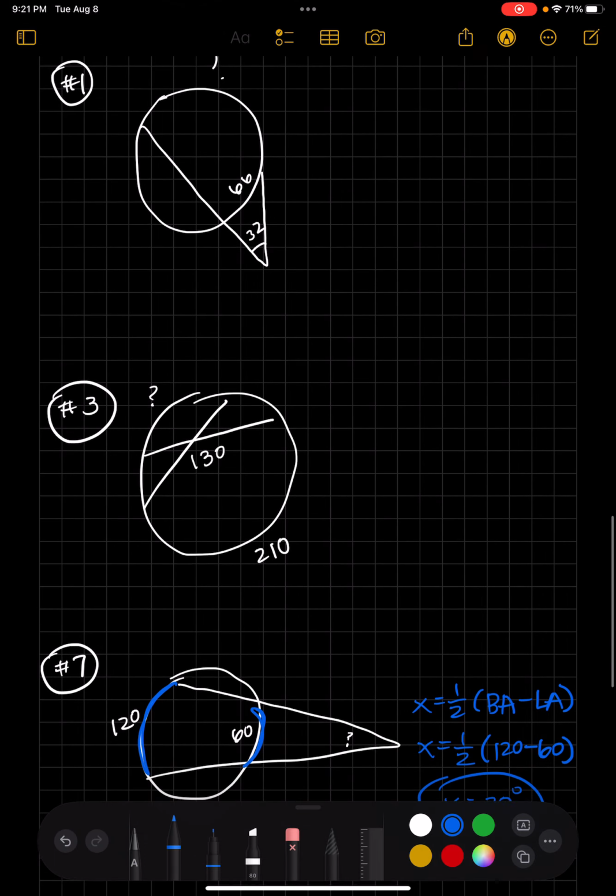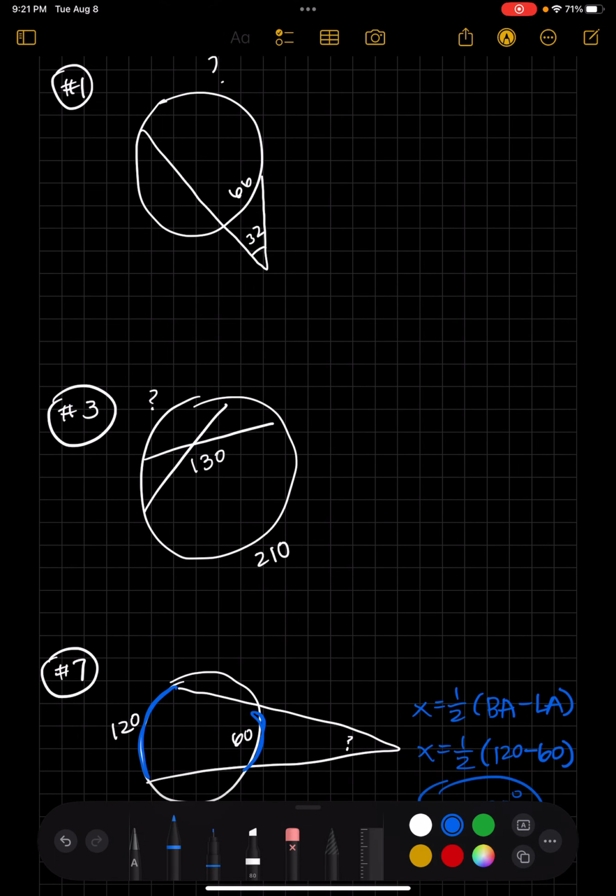Question number 1 is really similar to what we just did. We're going to use the same formula because it has that angle on the outside. So I'm going to say x is equal to 1/2 big arc minus little arc. But this time your big arc is right here. It's the bigger arc that the two lines make, and I don't know that. But the little arc, I do know it's that 66 degrees. And then the angle on the outside is the 32. So I'm going to replace the x with 32. The big arc is my question mark, minus little arc, which is 66.